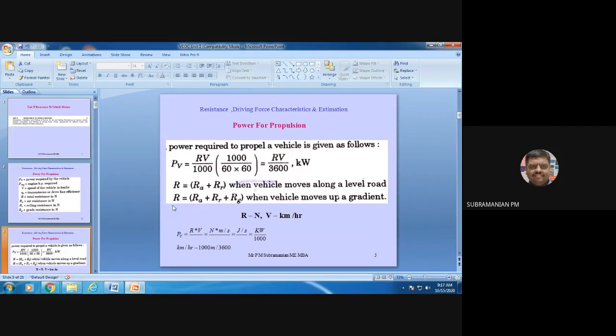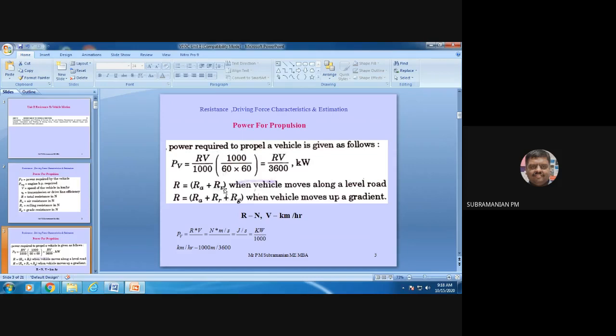So my resistance is, when I'm moving over a gradient, there are three values: RA, RR, RG. RA is aerodynamic resistance, RR is rolling resistance, RG is gradient resistance. RA will come at high speed, and rolling resistance will always be present in the vehicle due to the friction between road and wheel and other factors. RG comes due to the gradient. If I'm moving on a level road, RG will not come. So R is equal to RA plus RR.